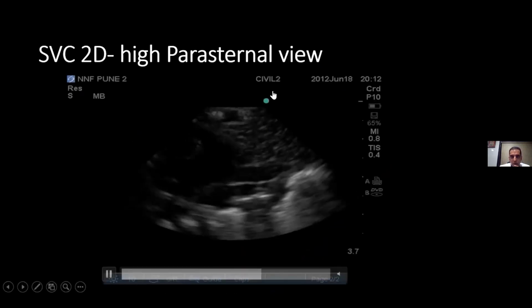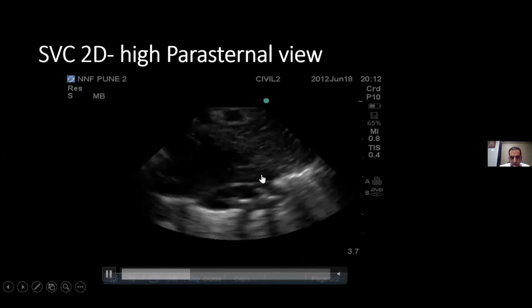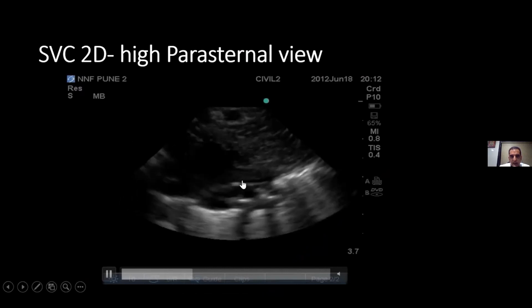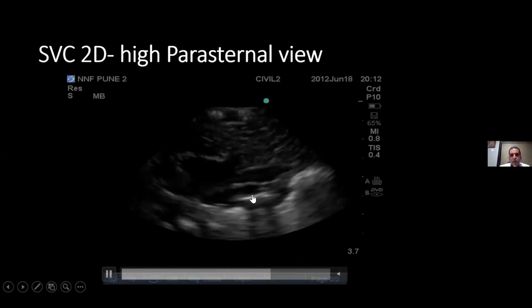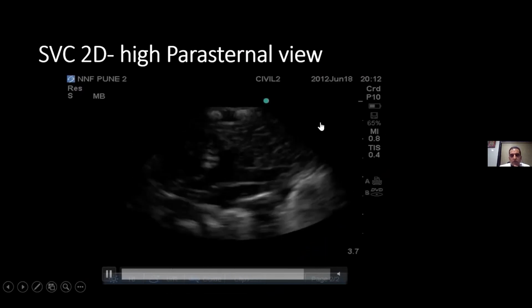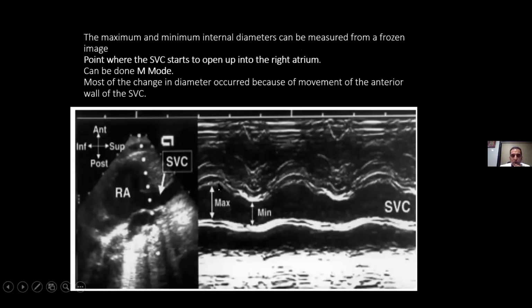Again, you can see the probe orientation marker is above, and this is the SVC which is entering into your RA. Here we calculate the size of the SVC by M mode. This is how we do it. Maximum size and minimum size, because the size of the SVC varies with respiration. So we have to take the mean of it.